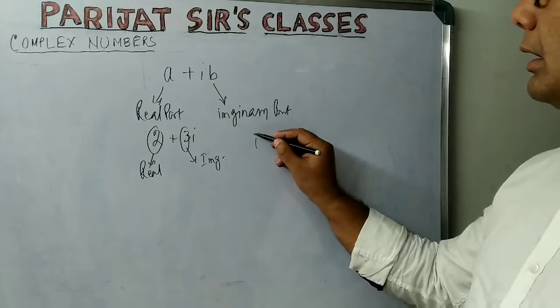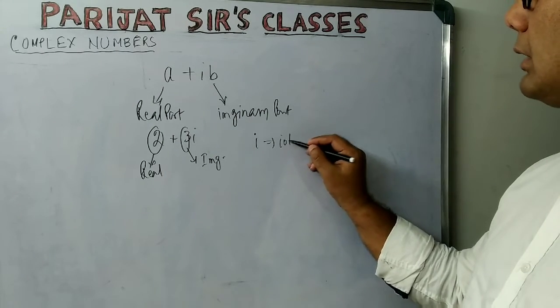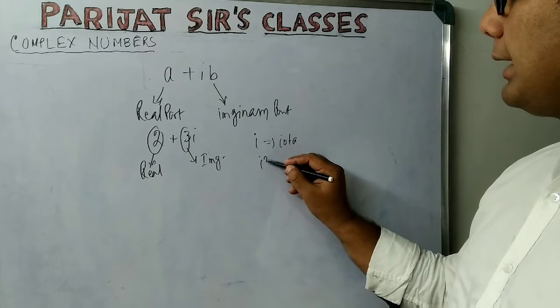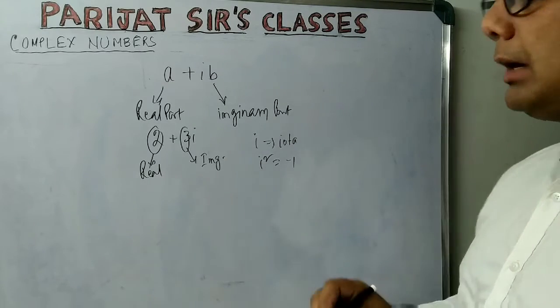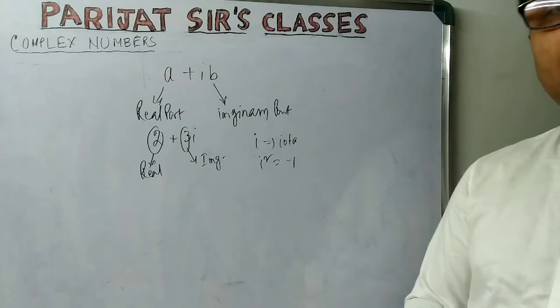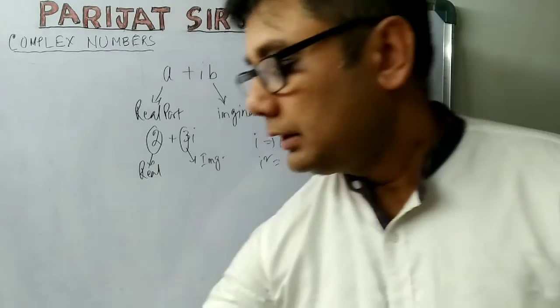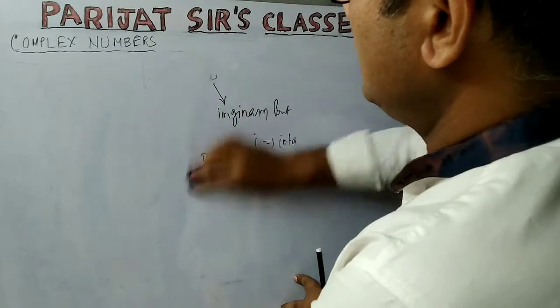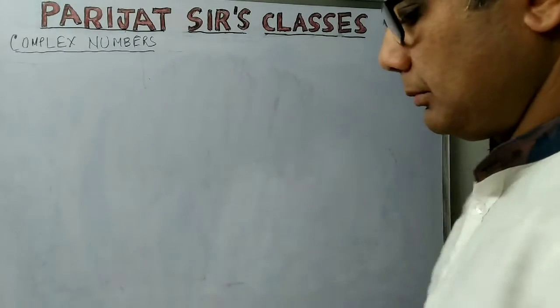What is i? i is actually iota. And remember this, that i square is always minus 1. Remember this in mind, i square is always minus 1. So let us see some of the applications of complex numbers.